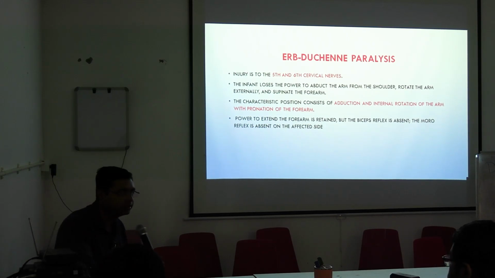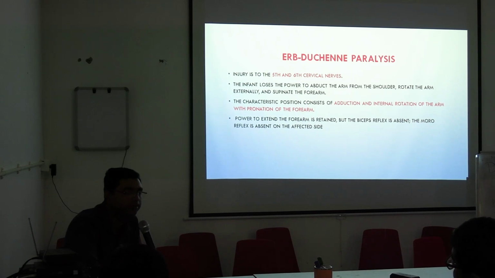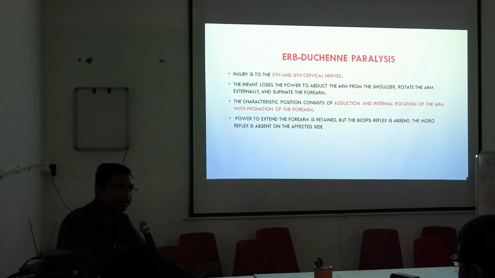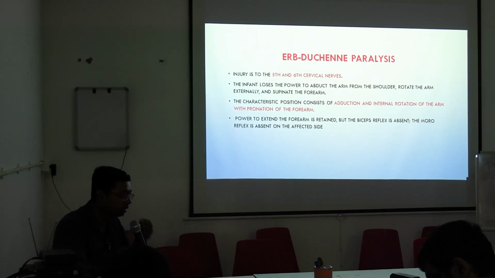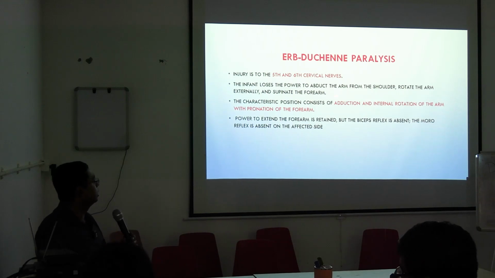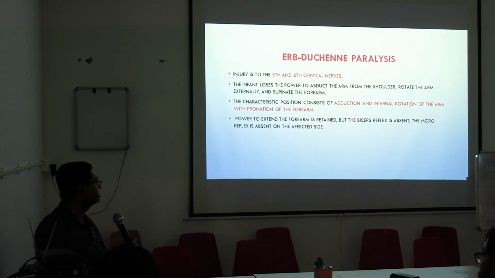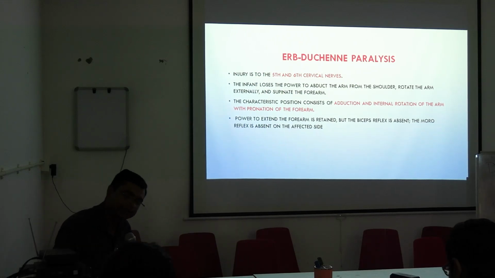Another cause of unilateral Moro reflex, which also very commonly occurs during birth, is clavicle fracture. So two causes of unilateral Moro: one is cervical brachial plexus injury and another is clavicular fracture. Clavicle is the most common bone to be fractured during delivery. So unilateral, power to extend the forearm is retained, but the biceps reflex is absent and the Moro reflex is absent on the affected side.